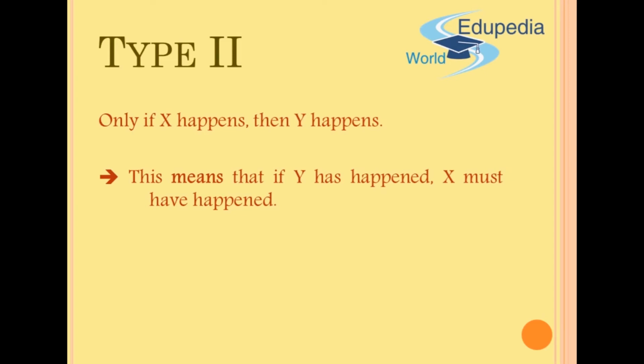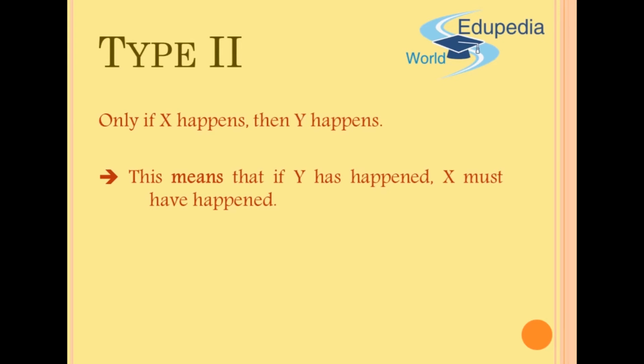So, in the feeling excited example we took, in this case, if I tell you that only if I go to a movie do I feel excited, that means I feel excited only when I go for a movie. In that case, if I am feeling excited, it means that I must have gone for a movie. So, in this kind of a logical sequence, the reverse holds true. So if I say that only if X happens, then Y happens, then it is implied that if Y has happened, X must have happened. So, hope this is clear.